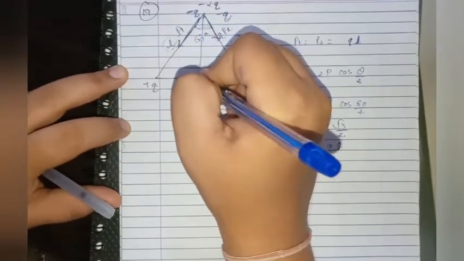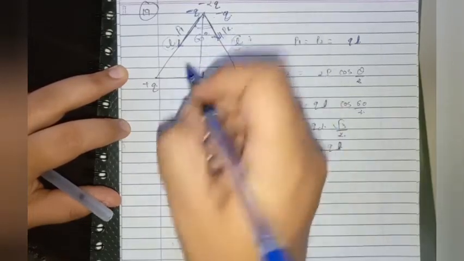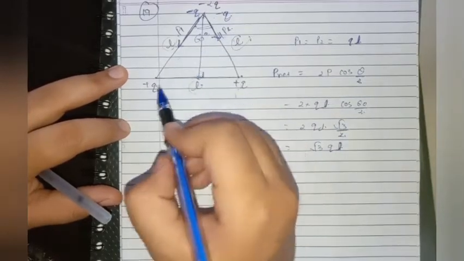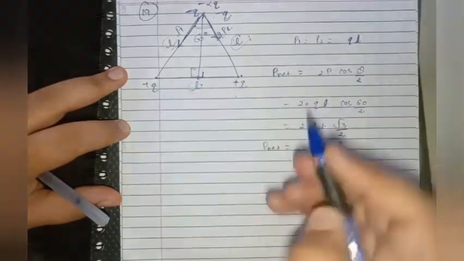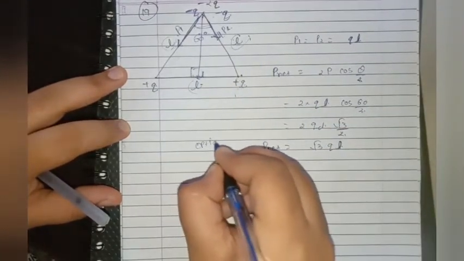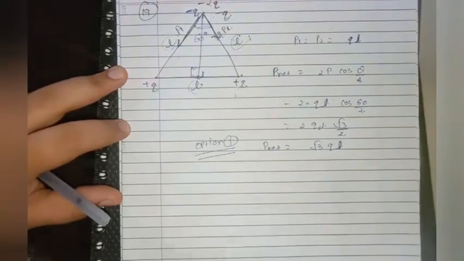So that will be along the perpendicular bisector of the QQ line. So option 1 is the correct option.